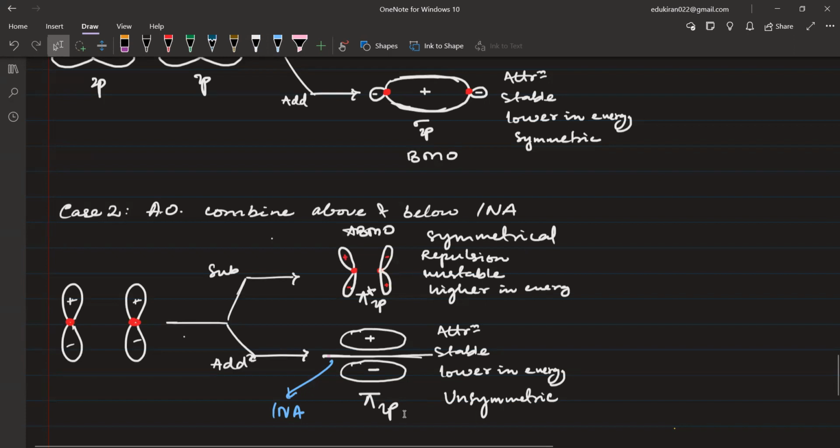Symmetrical and unsymmetrical is a bit important. ठीक है. तो आप लोग को ध्यान रखिएगा symmetrical कौन सा है, unsymmetrical कौन सा है.